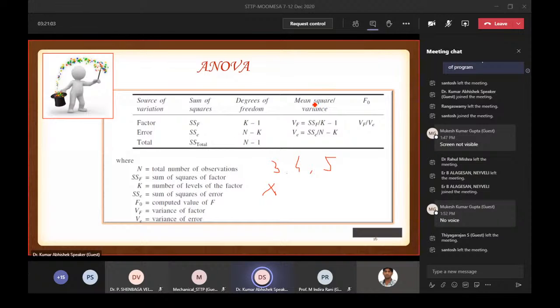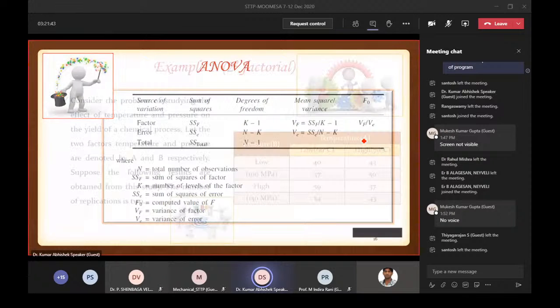And mean square is determined by the sum of squares divided by the degree of freedom for that factor. This gives the mean square value for the factor and the error, and the F value is the ratio of the factor to the error, and this F value determines whether the factor has a significant effect over the output or not. So we can find it out through an example.